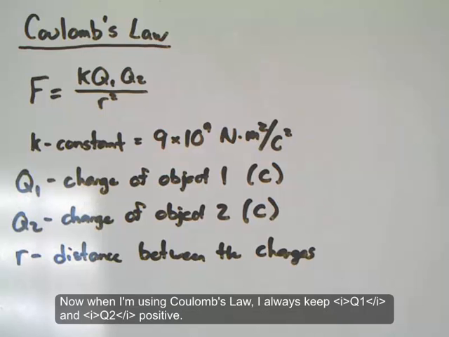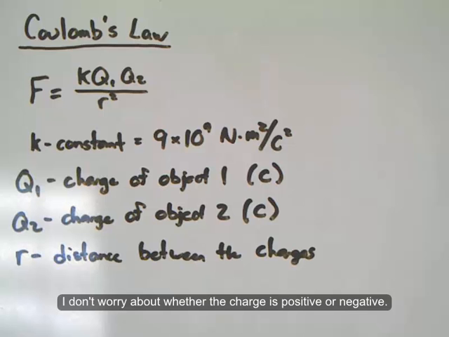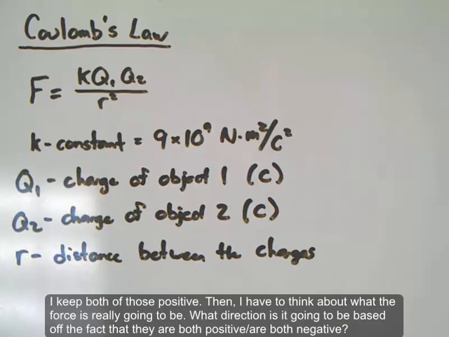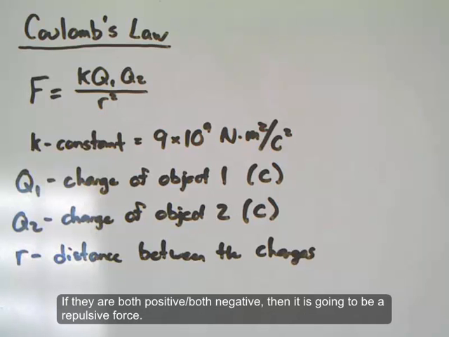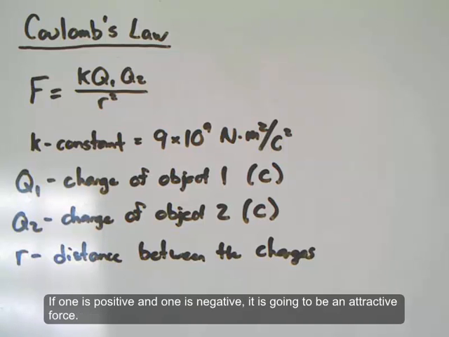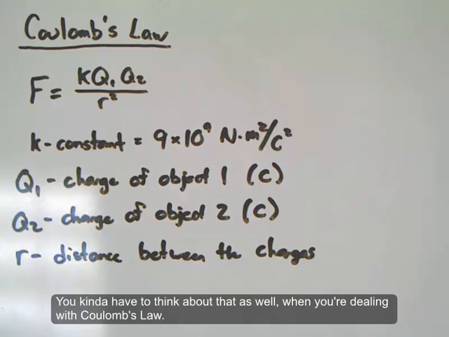Now, when I'm using Coulomb's law, I always keep Q1 and Q2 positive. I don't worry about whether the charge is positive or negative. I keep both of those positive, and then I have to think about what direction the force is really going to be, based off whether they are both positive or both negative. If they're both positive or both negative, then it's going to be a repulsive force. If one's positive and one's negative, then it's going to be an attractive force. So you have to think about that as well when you're dealing with Coulomb's law.